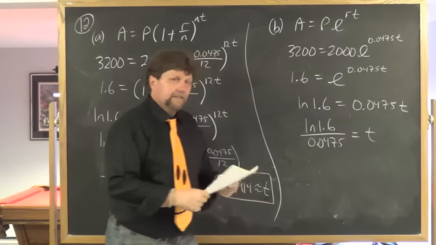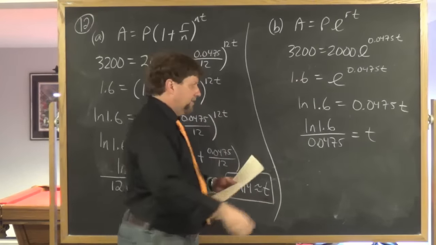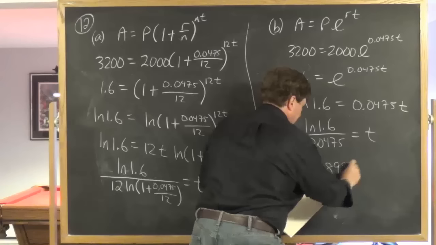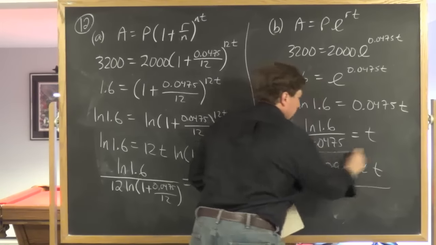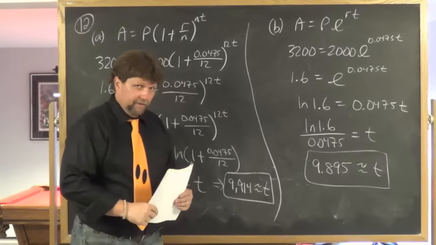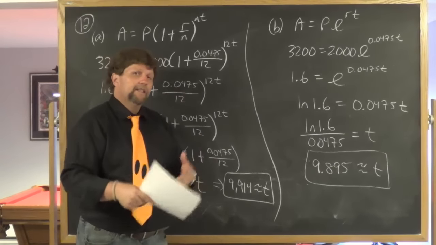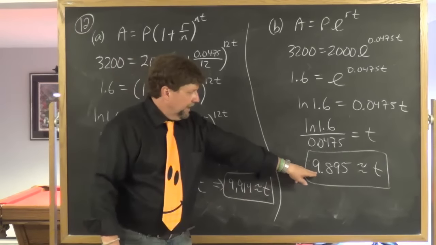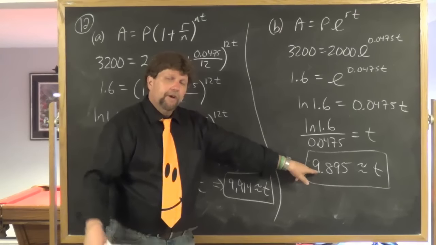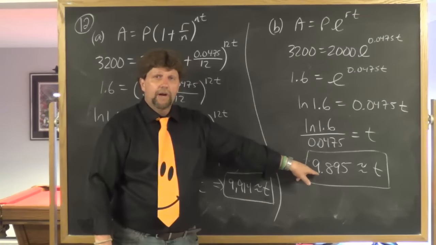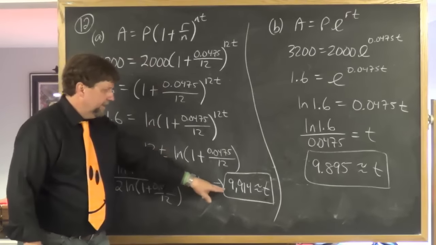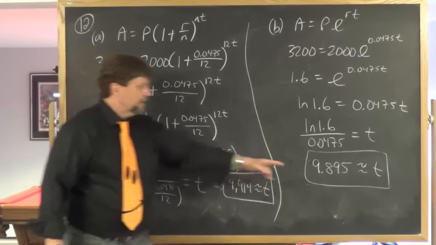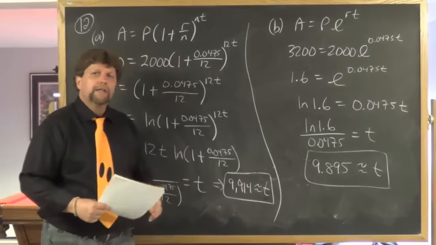And while that's my exact solution for t, when I crank it through the calculator, I get about 9.895. And again, that's years. It's about 9.895 years. So if Sarah invested into the account where the interest is compounded continuously, it takes about 9.895 years for her $2,000 to grow to $3,200. Where it's compounded monthly, it takes about 9.914 years. Intuitively, that makes sense. Compounding continuously grows just a little bit quicker.